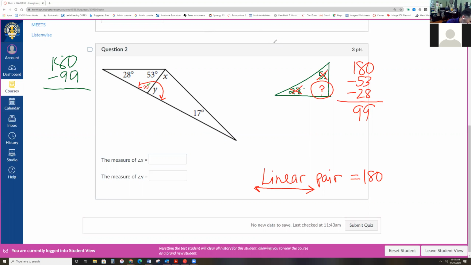So subtract 180 minus 99, and you get 81. So that's the angle measure for y. y is 81. We go ahead and put that in there. We're not going to erase any of this. Go ahead and put 81 again.